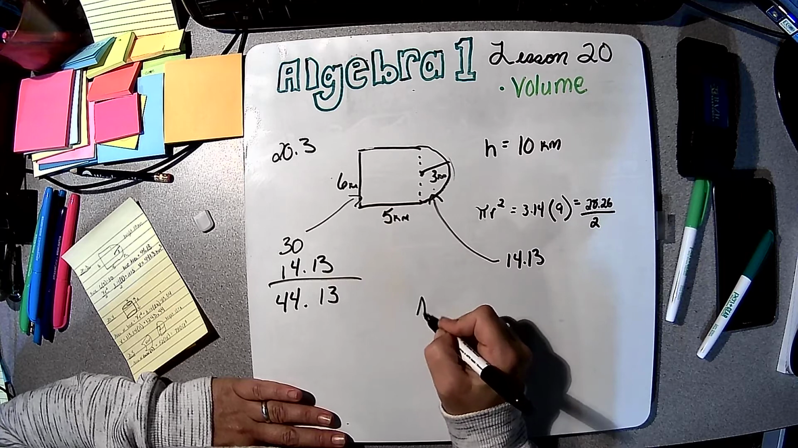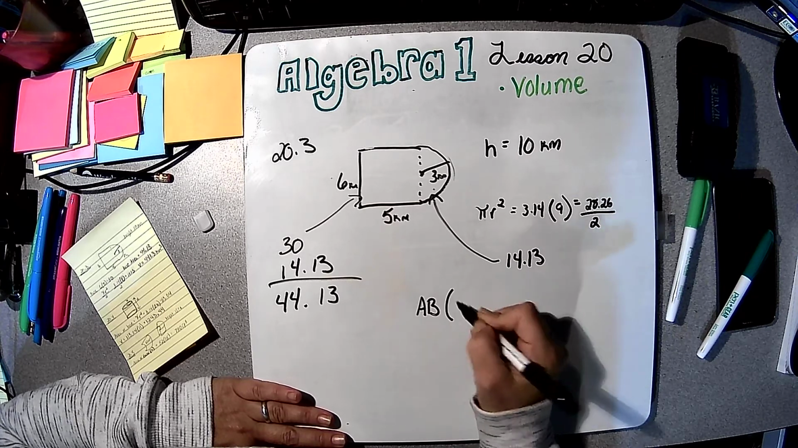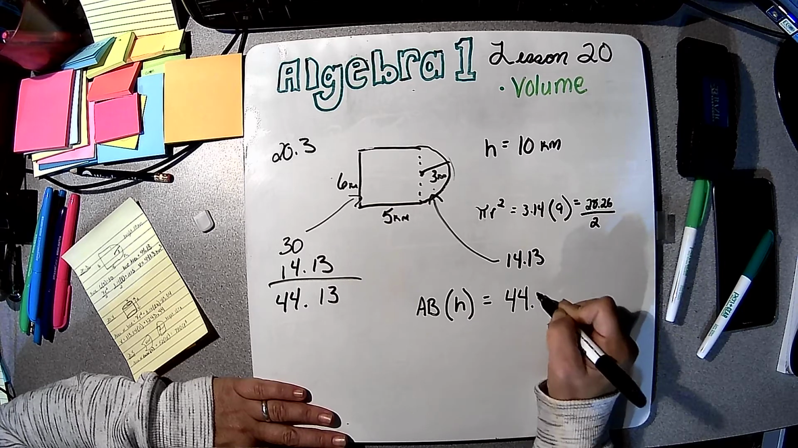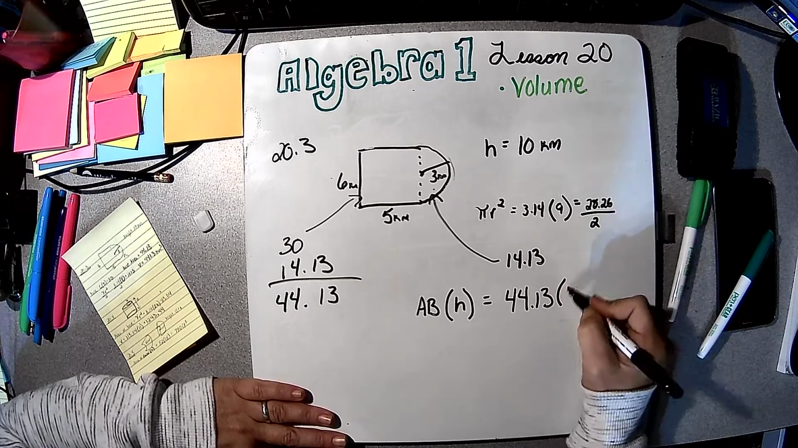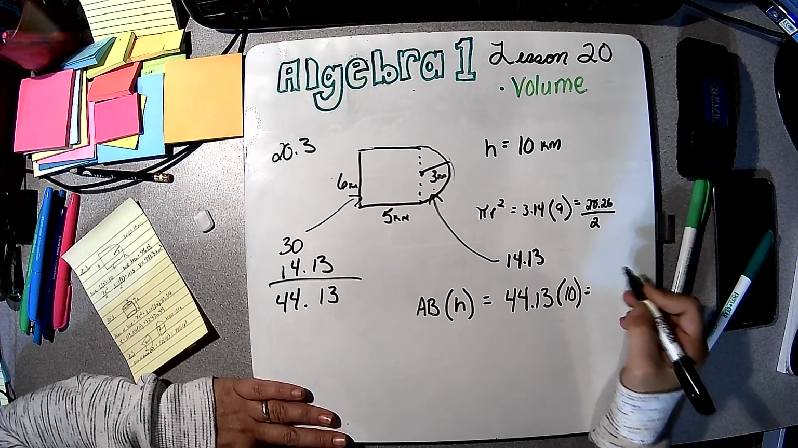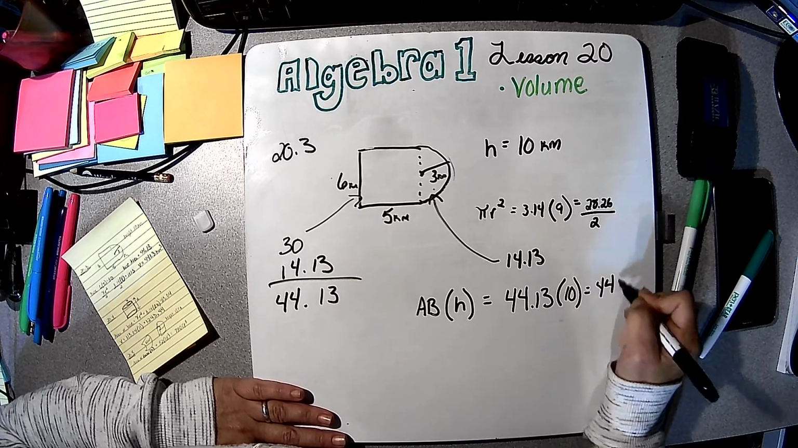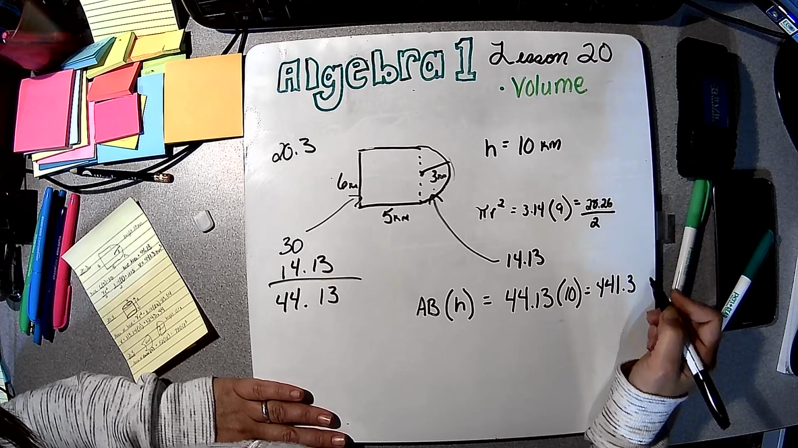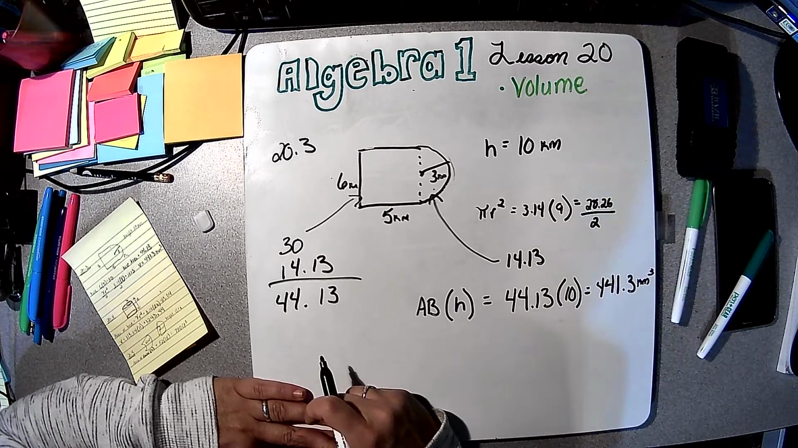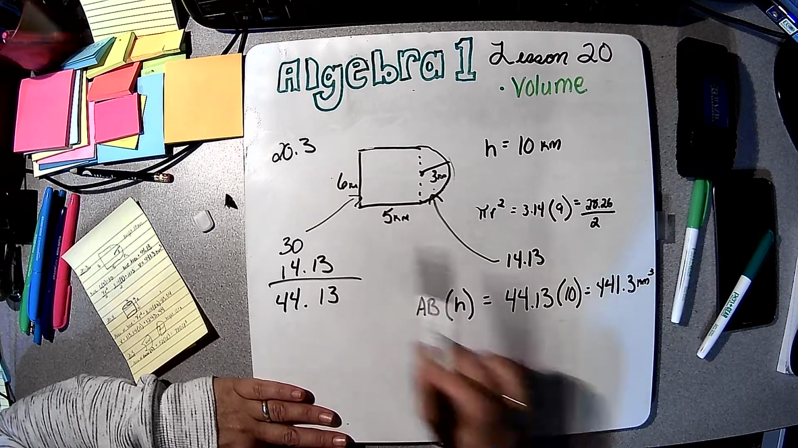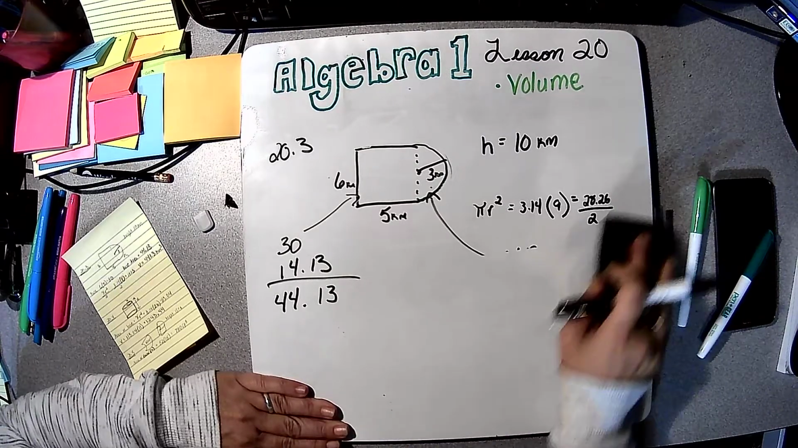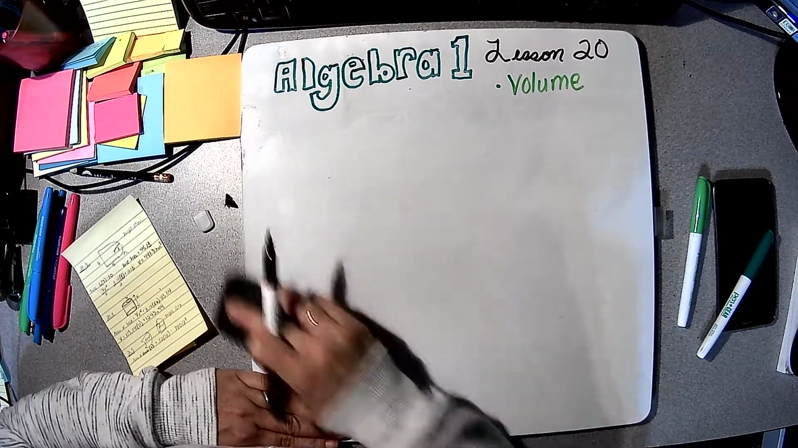So we want the area of the base times the height. That would be 44.13 times the height, which is 10. So that's pretty easy. Remember, when we multiply by 10, we just move our decimal 1. So we'll have 441.3 kilometers cubed. And that's the answer to that one. So find your area of your base, just like we've been finding area of crazy looking figures, and then multiply it times your height to get volume.